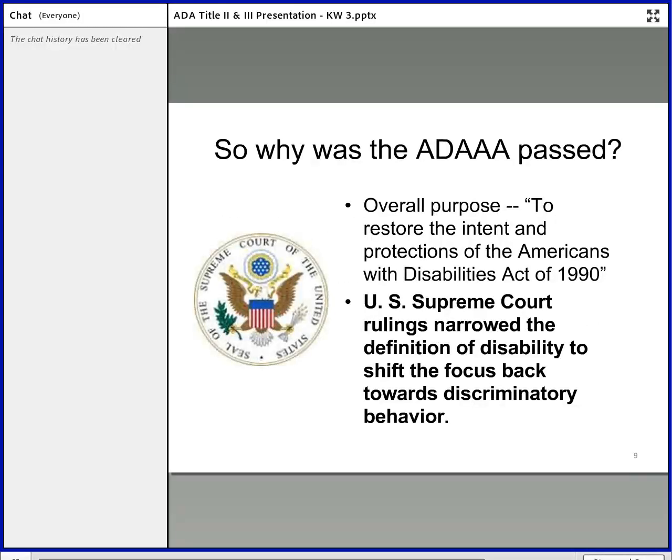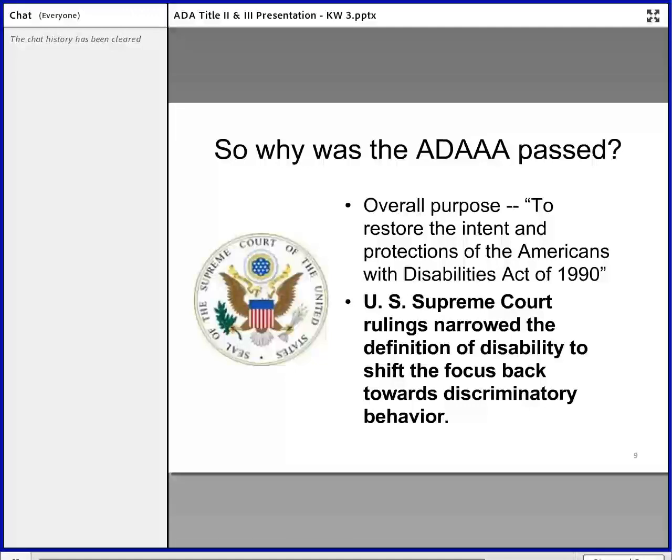Okay. So why was it passed again? The overall purpose was to restore the intent and protections of the Americans with Disabilities Act. And the U.S. Supreme Court rulings narrowed the definition of disability, and so they wanted to shift the focus back towards the discriminatory behavior. And so what was happening is people were filing lawsuits saying, hey, this is discriminatory. I've been denied access to this benefit or this service or this private business's goods and services or products.